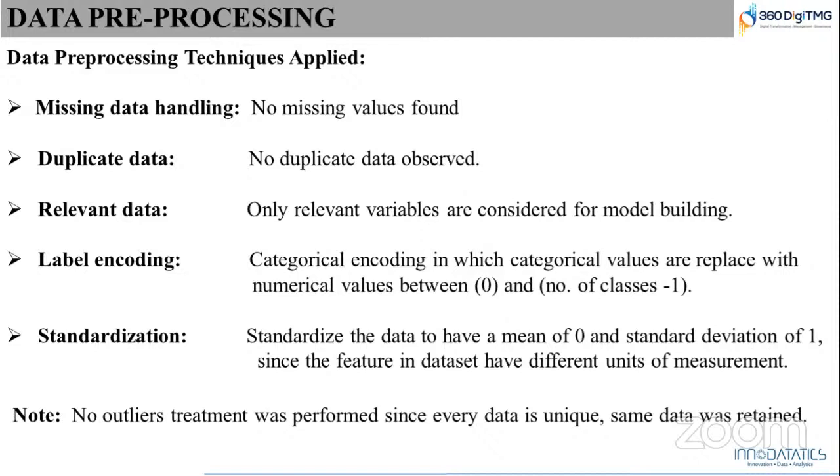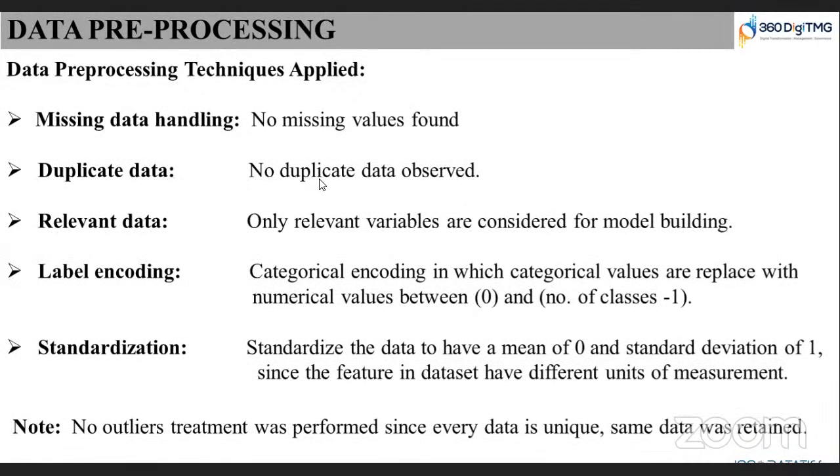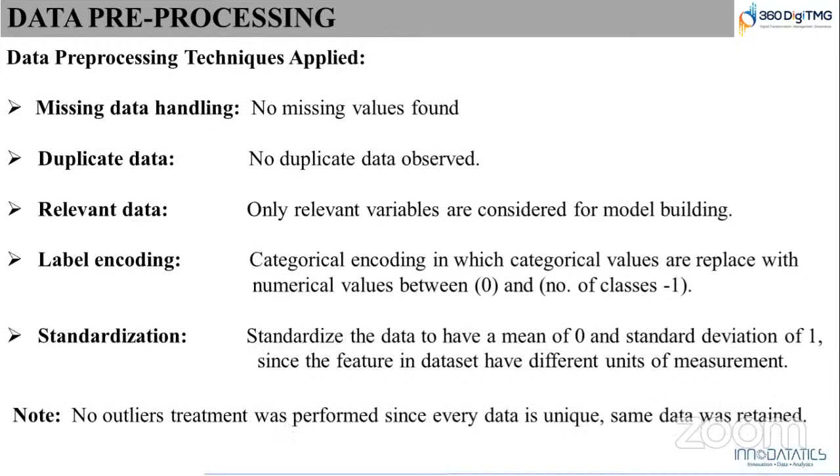In the fifth point, we have done standardization because our data set has different units of measurement. So to rescale the attribute mean as 0 and standard deviation as 1, we are using min-max scaler. And we are not performing any outlier treatment because every data is unique. So we have retained it. Next slide.